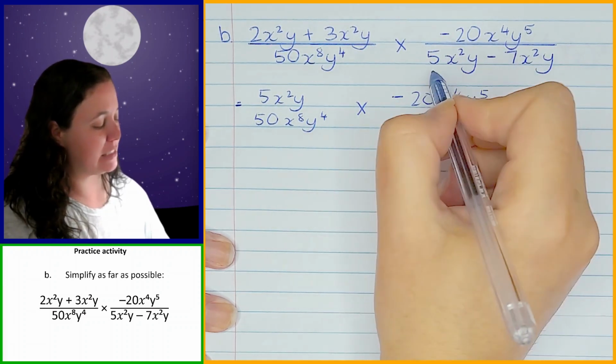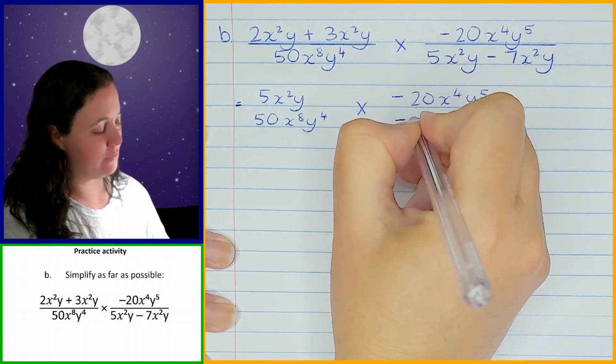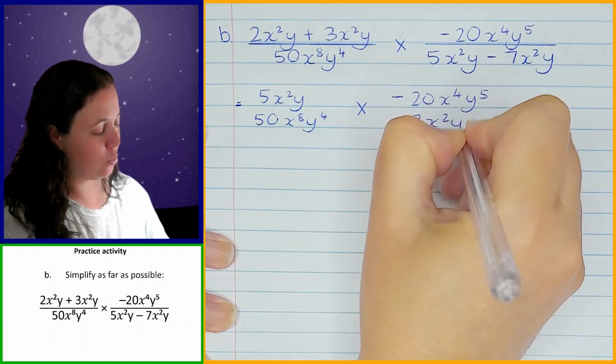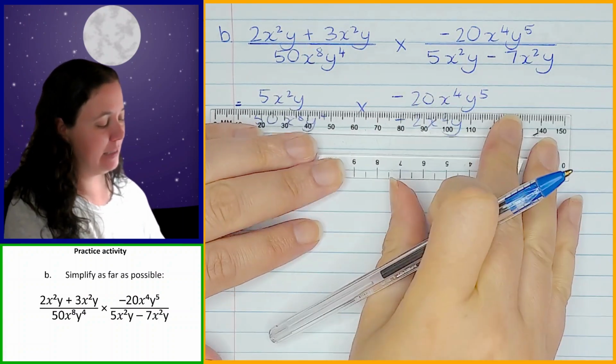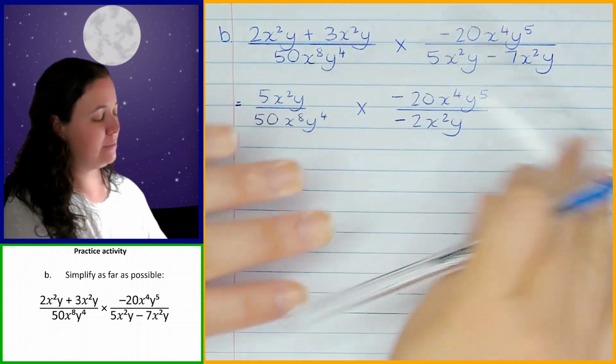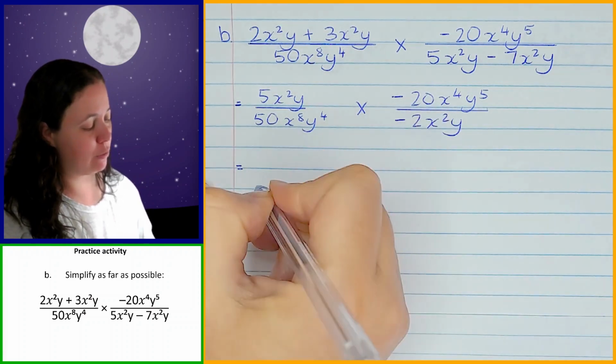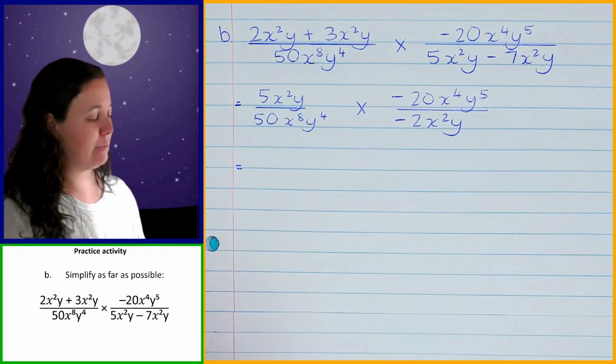And then in my denominator, I've got 5x squared y minus 7x squared y. That gives me negative 2x squared y. Okay. So over here, I can now go and start doing my multiplication, where at first I'm going to look and see what my sign is going to be. So I've got two negatives, that's going to be positive, and then I'm going to go and simplify my coefficients.